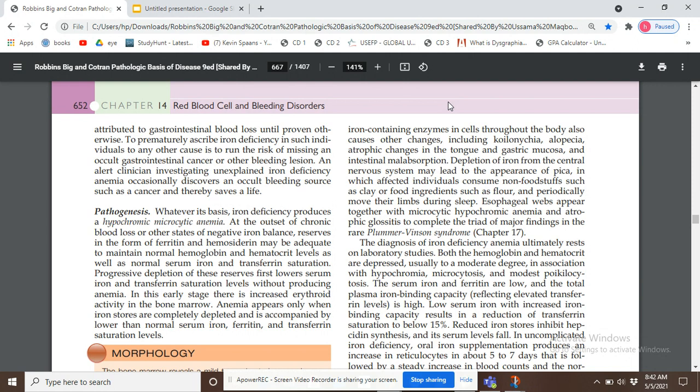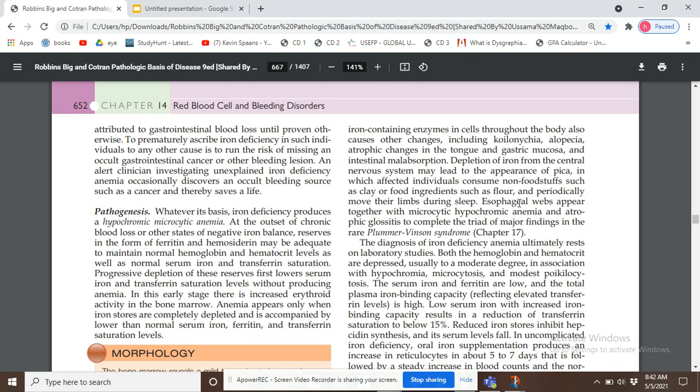Alopecia, loss of hair, atrophic changes in the tongue and gastric mucosa, and intestinal malabsorption. Depletion of iron from the central nervous system may lead to the appearance of pica, in which affected individuals consume non-food stuff such as ice, dirt, clay, food ingredients such as flour, and periodically move their limbs during sleep.